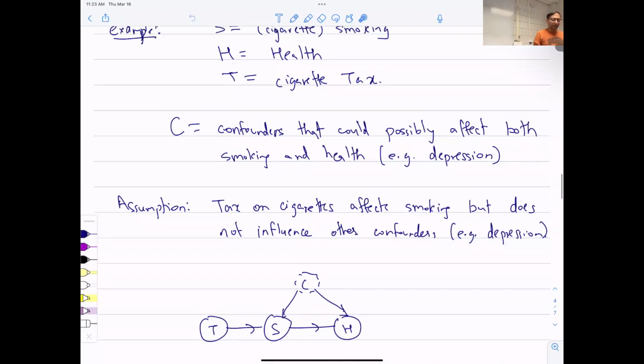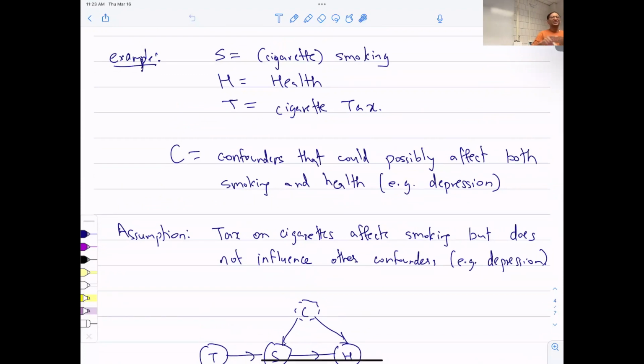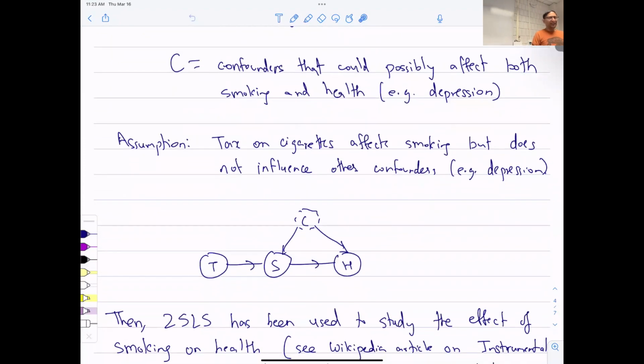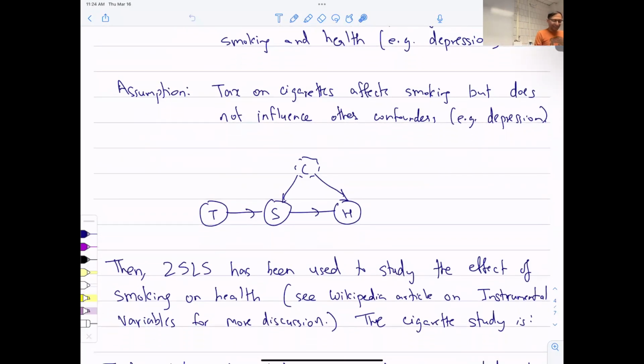But suppose you had access to cigarette tax and tax changes over time. And you posit the following model. The tax level affects smoking, but the tax level does not affect depression or other confounders. Again, this is an assumption. Somebody might argue, no, an increase in tax makes me more depressed. Okay, maybe. I'm trying to be transparent here about what the assumptions are. But suppose you posit that the tax does not affect these confounders. Okay, then we can actually test. We can actually learn this thing.